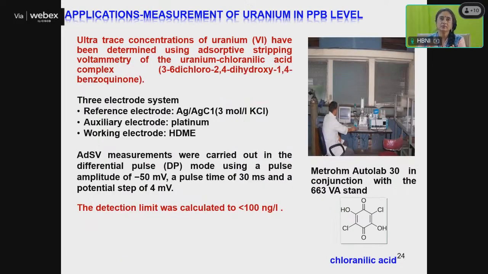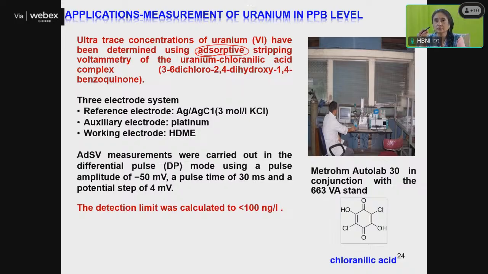Now, one application of this electrochemical technique is uranium at the ppb level. Uranium in seawater is present at around 3 ppb, and many efforts have been made to concentrate it. I have given this typical example because uranium is very important for DAE. So ultra trace concentrations of uranium have been determined using adsorptive stripping voltammetry.